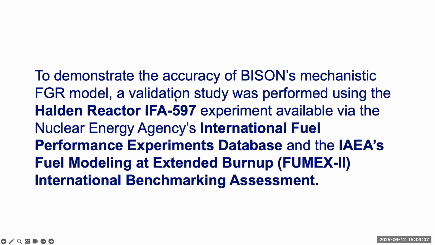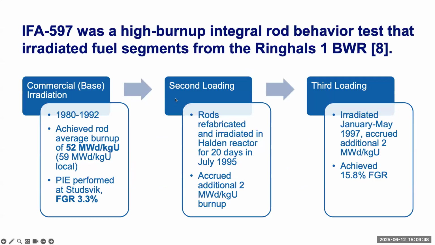Now, to be able to demonstrate how accurate BISON's mechanistic diffusivity model is, and how accurate BISON's fission gas release model is, a validation study was performed using an experiment from the Halden reactor, IFA 597. And this experiment is available in the Nuclear Energy Agency's International Fuel Performance Experiments database, and it was also a part of the IAEA's Fuel Modeling at Extended Burnup, or FUMEX2, international benchmarking assessment that I mentioned before. Now, IFA 597 was a high burnup integral rod behavior test that irradiated segments from the Ringhals 1 boiling water reactor in Sweden. This reactor was a commercial power reactor.